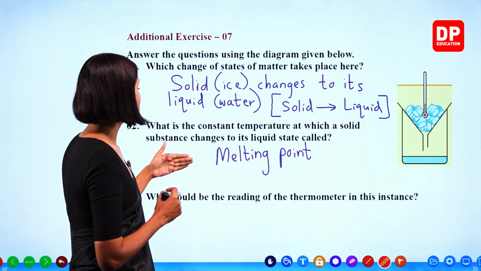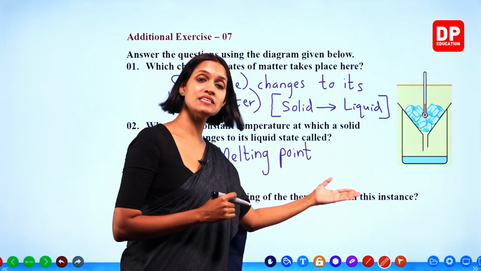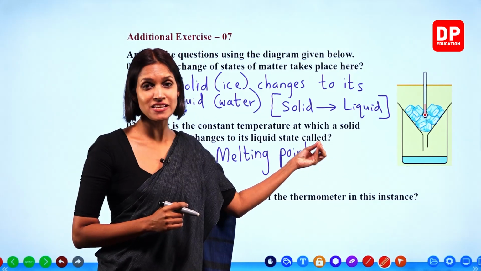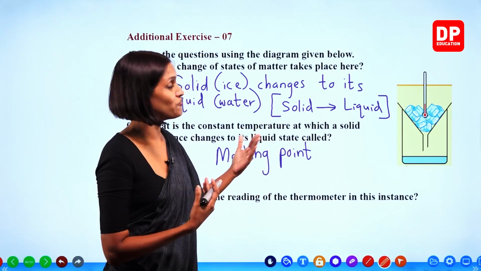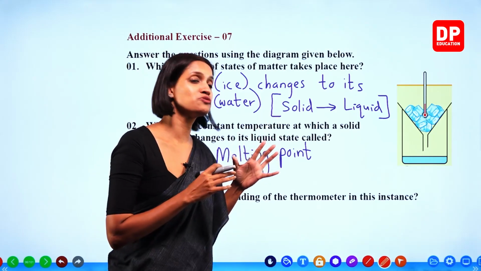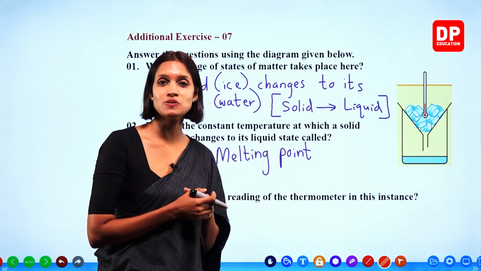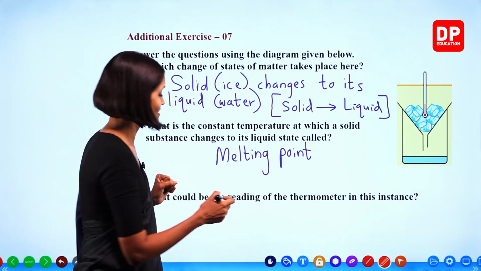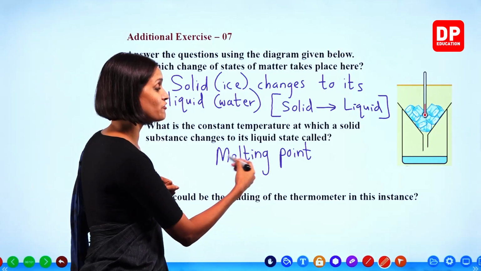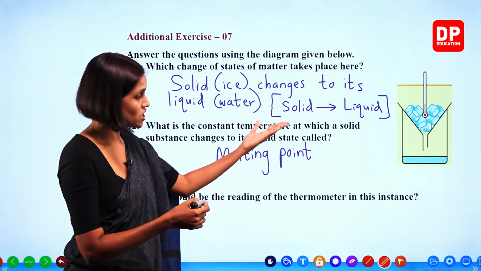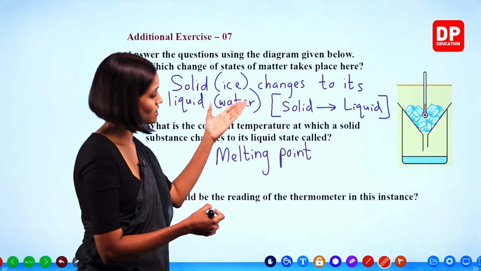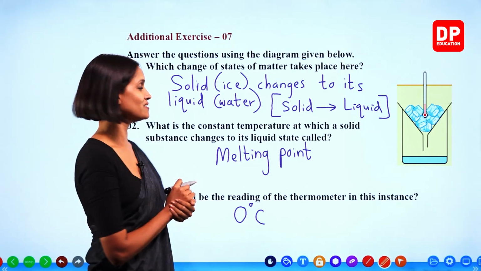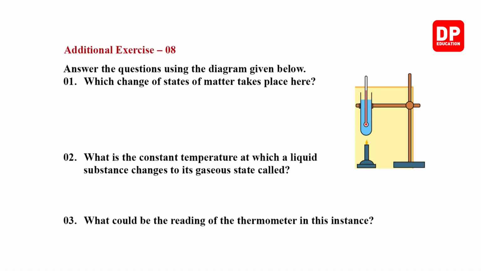Right? What could be the reading of the thermometer in this instance? Now here we used ice. What is the melting point of ice? I told you all it's better if you can memorize these things related to water, the temperatures. If you can memorize, it's better. What is the melting point of ice? 0 degrees Celsius, right? What could be the reading of the thermometer? It won't change throughout the time period ice is melting. It will remain at 0. Right, children? Okay. Next one.